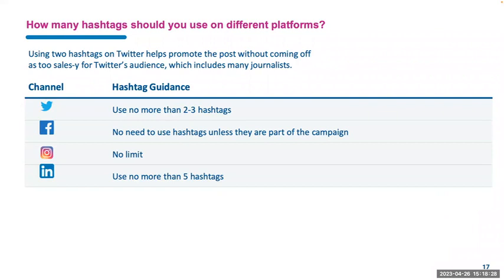For different platforms, it makes sense to use a different number of hashtags. For Twitter, 2 to 3 hashtags can be used either within a sentence or at the end of the sentence. You don't want to use too many. Facebook, no need to use hashtags unless they're really part of the campaign you've already established. Instagram, go crazy, go wild, have fun. Hashtags are all over Instagram. And with LinkedIn, use no more than about 5 or so hashtags.